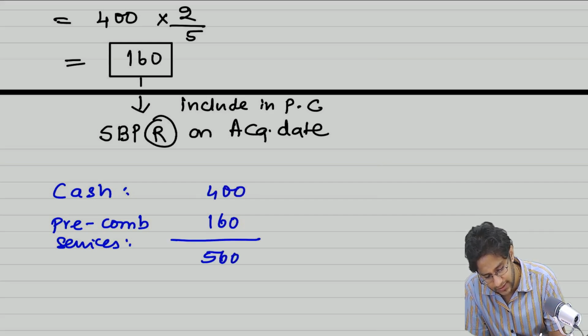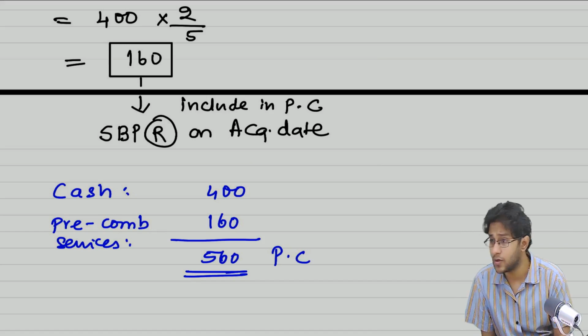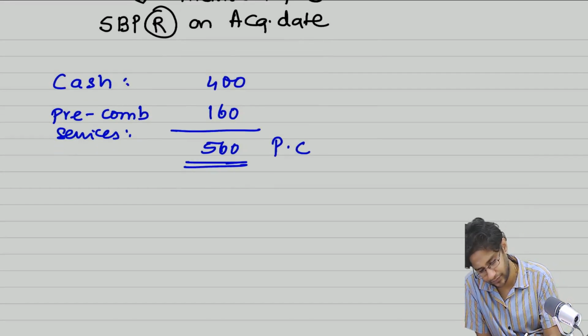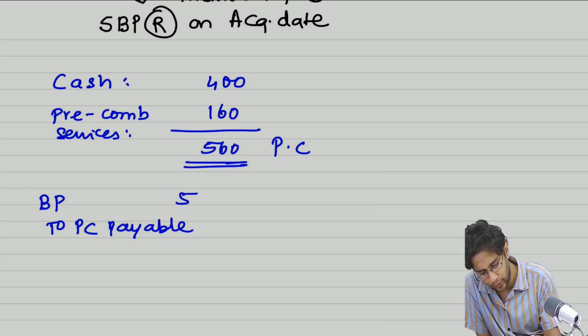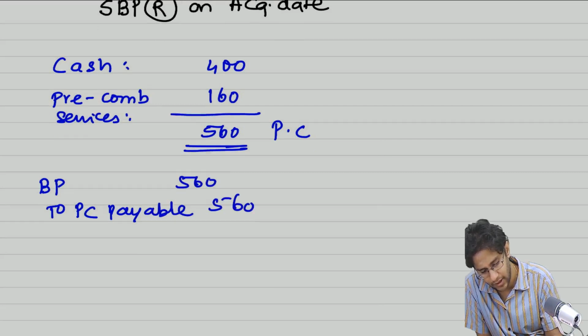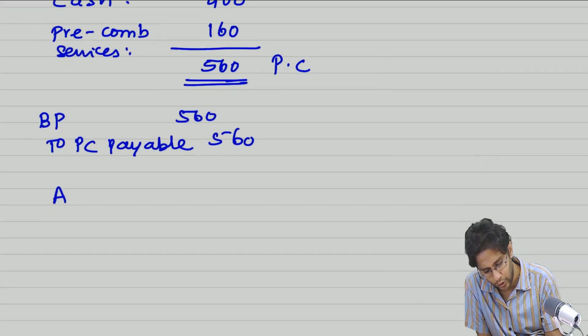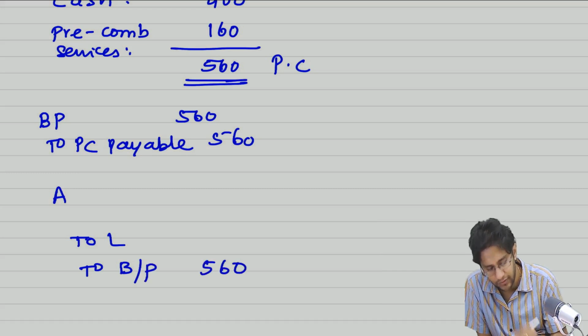So total PC is 560. What you will do is, first entry: business purchase to PC payable, with an amount of 560. Second entry: so many assets, so many liabilities, to business purchase. This amount you will record with 560.